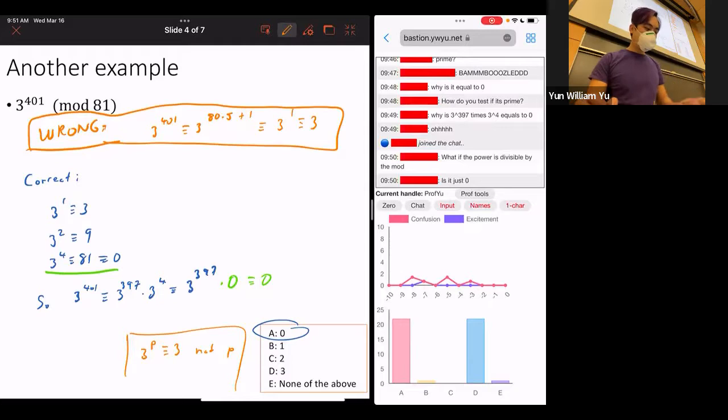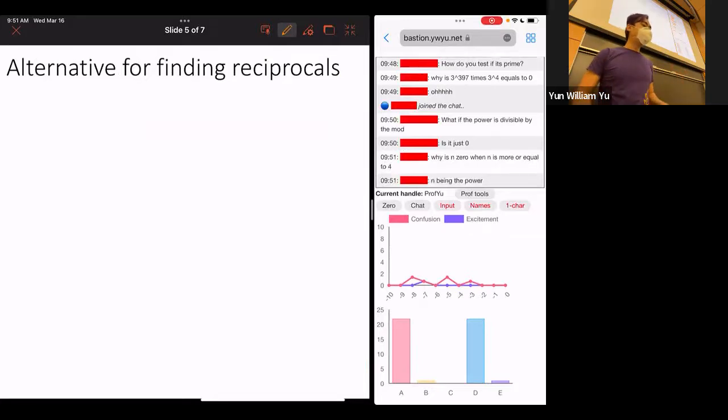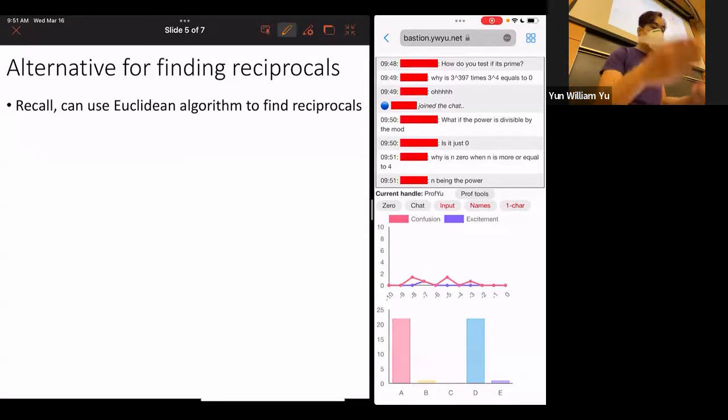Okay, so let's keep on going. So be careful when you're doing this. I'm going to point out some other cool stuff you can do with things like Fermat's little theorem. And I'm going to give you an alternative way to find reciprocals. So remember, there's the ordinary way of finding reciprocals. So for example, 1/5 mod 11.